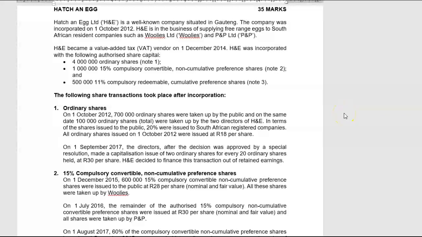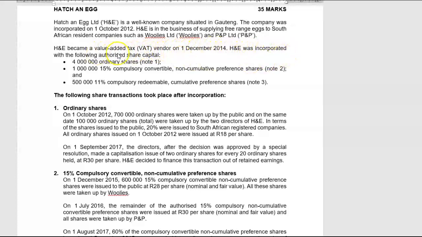HatchnEgg is a lovely company question, and it is a combination of companies, tax calculations, dividend calculations, as well as a change in estimate. HatchnEgg is a well-known company situated in Gauteng. The company was incorporated on 1 October 2012. It's in the business of supplying free-range eggs to South African resident companies such as Willis Limited and P&P Limited. HatchnEgg becomes a value-added tax vendor on 1 December 2014.